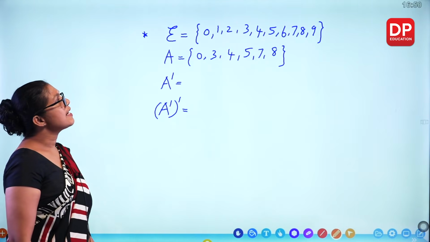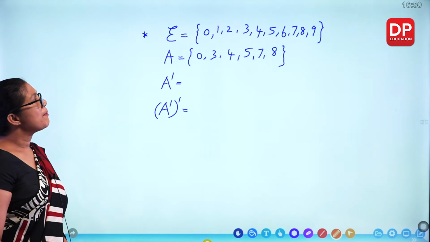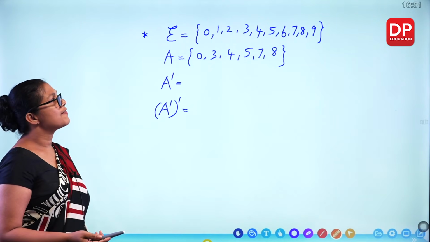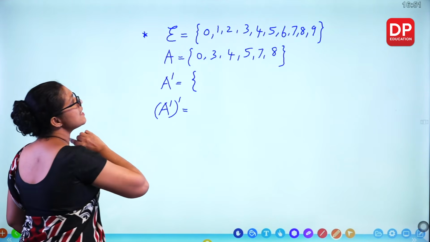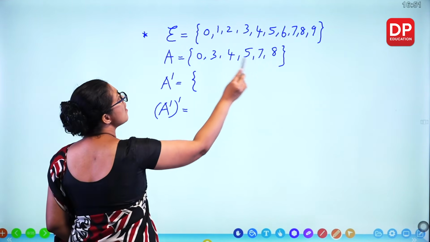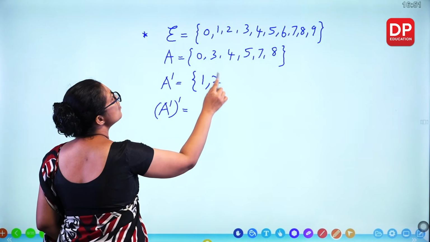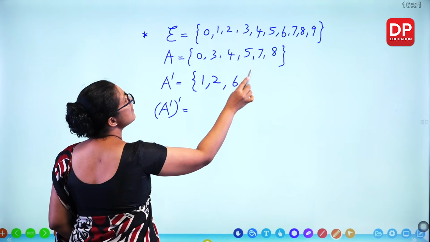Now we'll take this example. You have given all digits in mathematics 0 to 9. A is 0, 3, 4, 5, 7, 8. You are asked to find out A dash. So what is A dash? Everything outside A. 0, 1 is there, 2, 3, 4, 5 is there, 6, 7, 8 and 9.